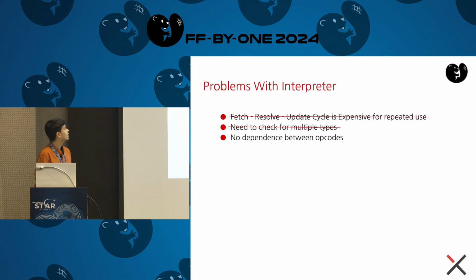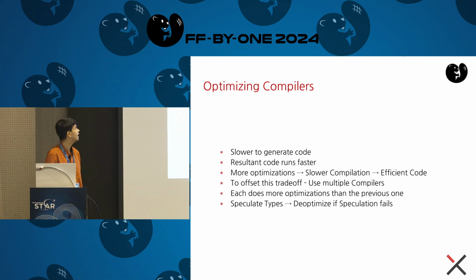So from the problems that we discussed with the interpreter, the first one is solved by the baseline JIT. The second one is also kind of solved with baseline JIT's fast path slow path approach as well as the inline caching approach. However, the third part is never solved. The baseline JIT still has no dependence between objects. For this we have something called optimizing compilers.